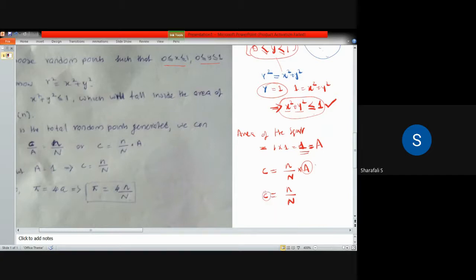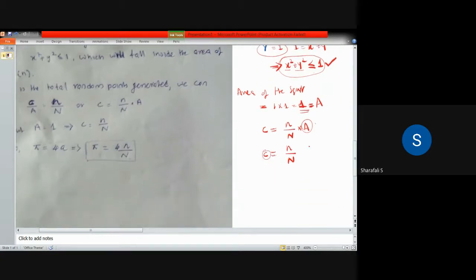Now what is C? We already defined that it is the 1/4 area of the circle, and that circle has radius equal to 1. So this C value is nothing but pi r square by 4, and r equal to 1, so this will become pi by 4. So pi by 4 is equal to n by capital N, or we can say pi will be equal to 4 times small n divided by capital N. So this is how we can calculate the value of pi using Monte Carlo simulation.